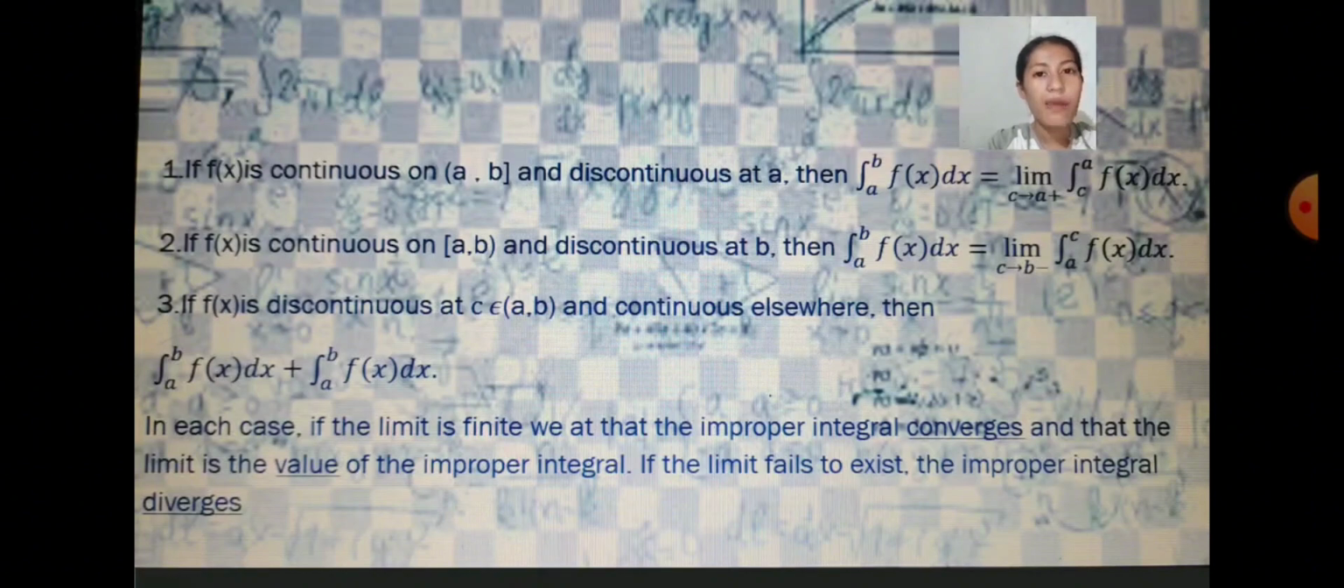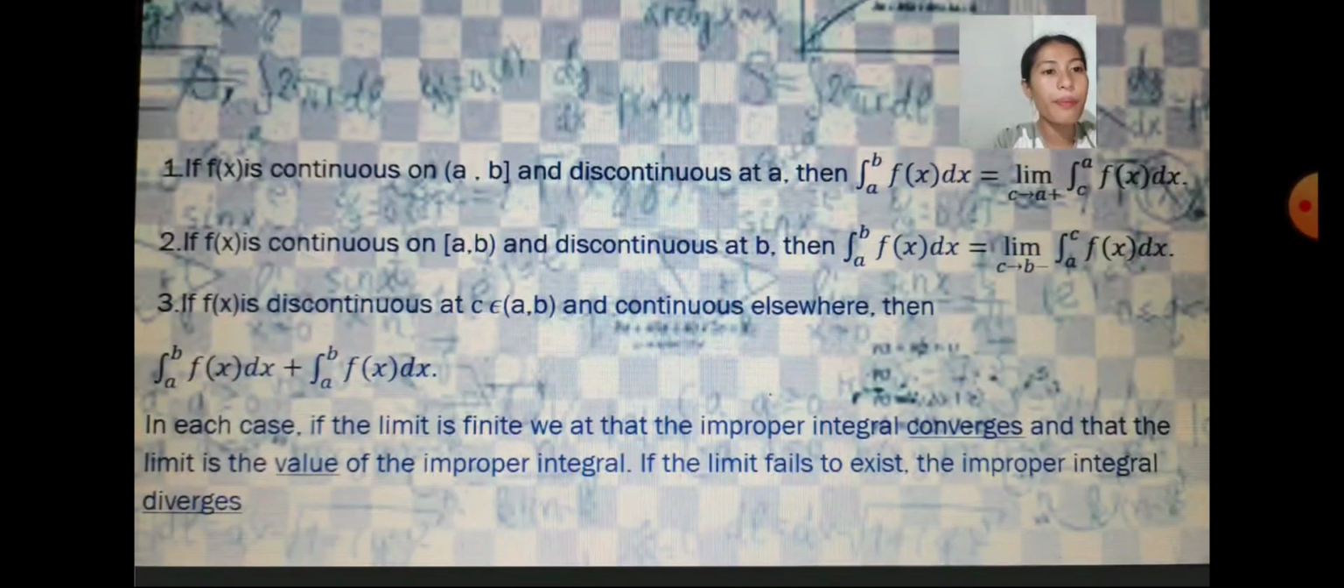And third, if f(x) is discontinuous at c, where a < c < b, and continuous elsewhere, then the integral of f(x) dx from a to b is the integral from a to c plus the integral from c to b. In each case, if the limit is finite, we say the improper integral converges, and the limit is the value of the improper integral. If the limit fails to exist, the improper integral diverges.